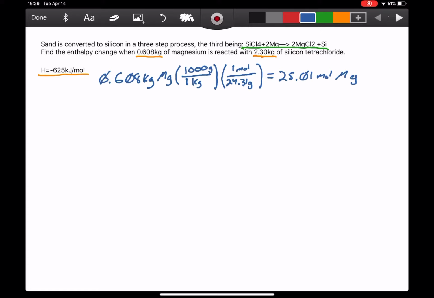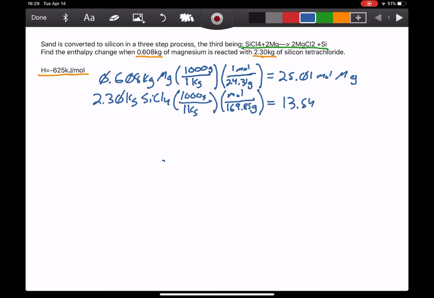Now we need to find out how many moles of silicon tetrafluoride we have. So we have 2.3 kilograms of SiCl4. And again, we know that 1 kilogram is equal to 1,000 grams. And now if we add up the molar mass of silicon tetrafluoride, we find that it is 169.85 grams per mole. If we multiply that through, we find that we have 13.54 moles of SiCl4.